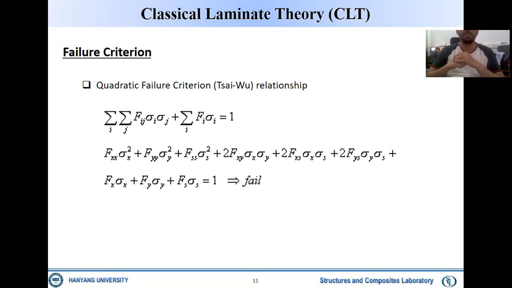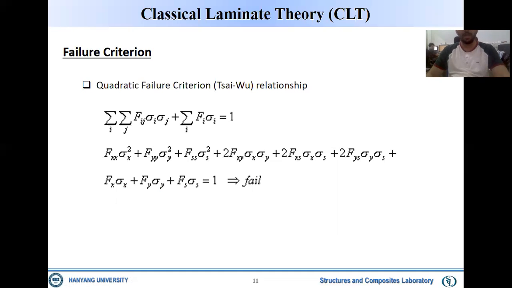What does this criteria say? This criteria says your structure will be safe if the sum of all the internal stresses is less than one. If it is less than one, then your structure is safe. If it is equal to or greater than one, then your designed structure will fail, and we need to rethink and redesign the stacking sequence in order to make your structure pass against the given loading condition.